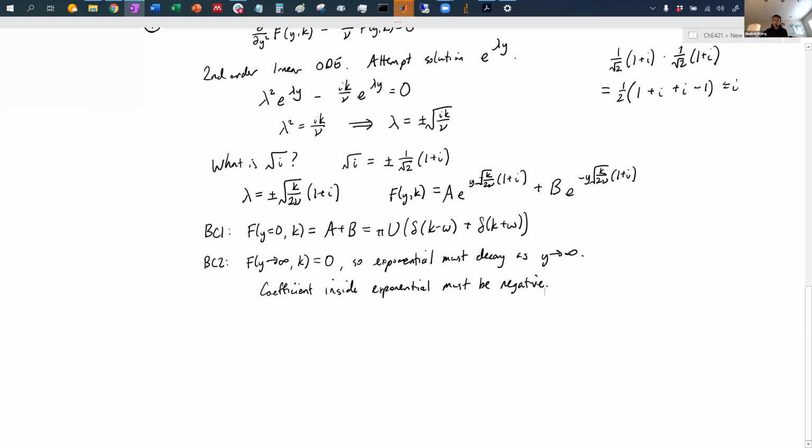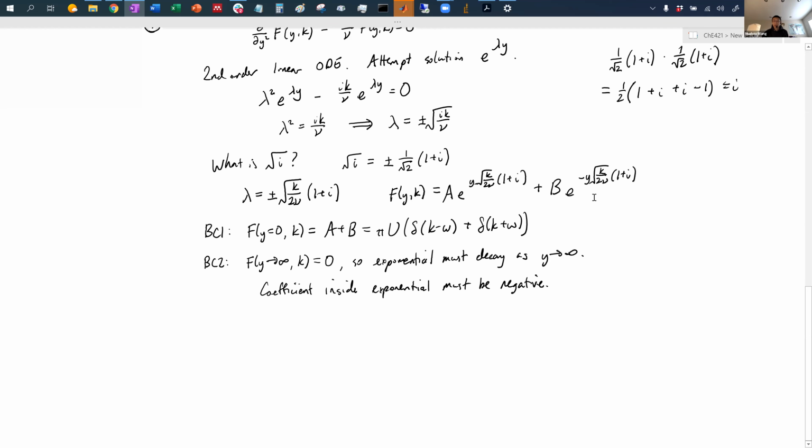Just to give you an example, in a term like this, you could imagine that this term wouldn't actually work. This would not satisfy boundary condition 2, because the coefficient here in front of the y is positive. It's like e to the 2y, and so when y goes to infinity, this guy blows up. Whereas this term you might expect could work because there's a negative here. Specifically, the coefficient inside the exponential must be negative. It's actually the real coefficient that matters.